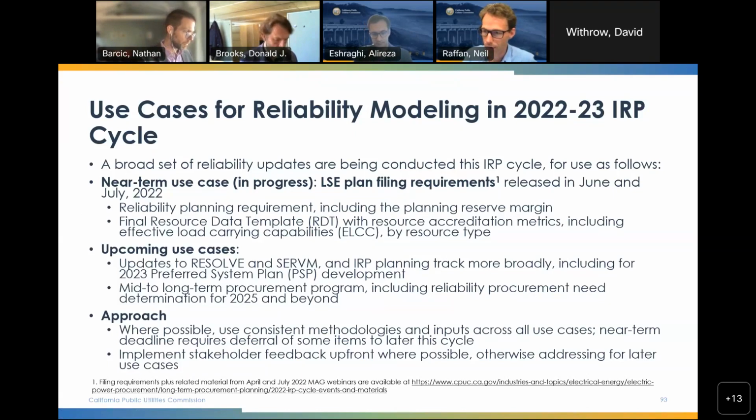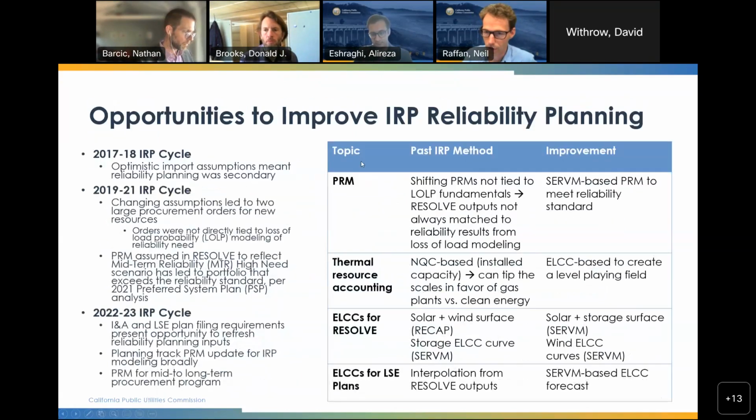On the next slide, a familiar one to folks, hopefully, is a really good overview of where we've come from in reliability planning in IRP since the first cycle, 2017-18, through the second cycle where we had the two procurement orders, not directly tied to loss of load probability modeling. And here we are now in the current cycle aiming to improve on that. The right table there is an overview of what Jimmy's going to explain shortly.